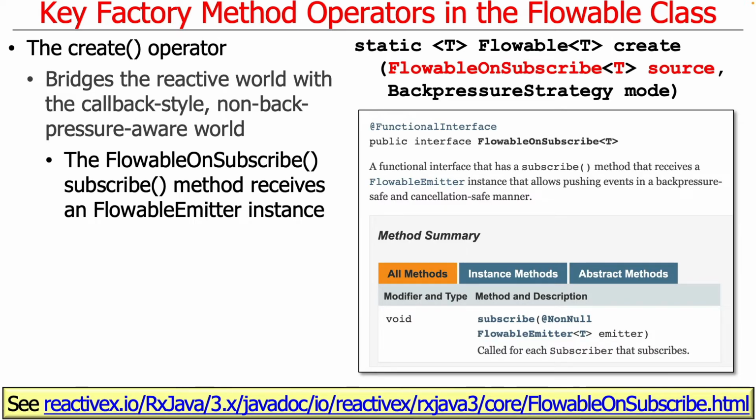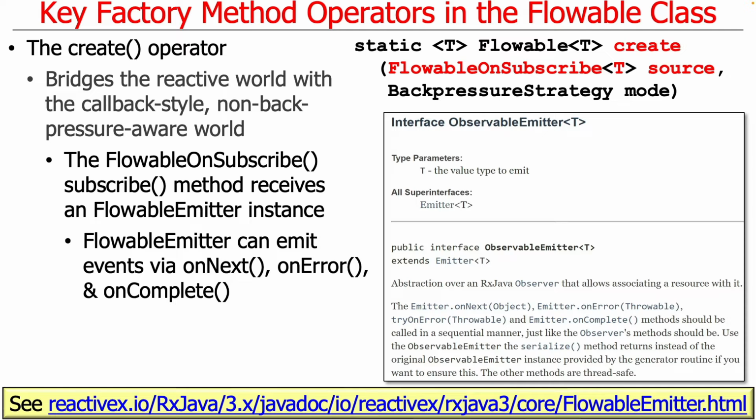And you can see it takes a parameter called source, which is of type FlowableOnSubscribe, and this parameter has a subscribe method that receives something of type FlowableEmitter. And this FlowableEmitter can emit events like the onNext event, the onError event, the onComplete event. All the types of events we've talked about so far that are used to start pushing data, pushing events into a stream. So this is basically where we get a publisher from.